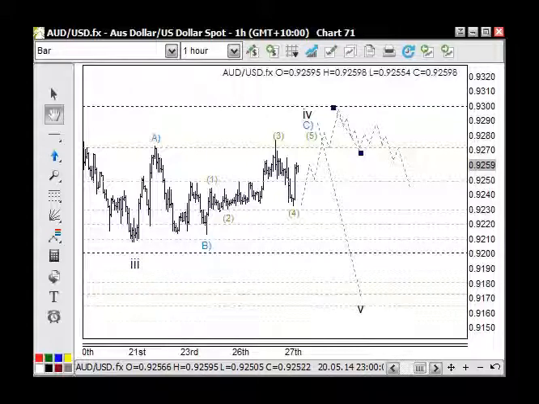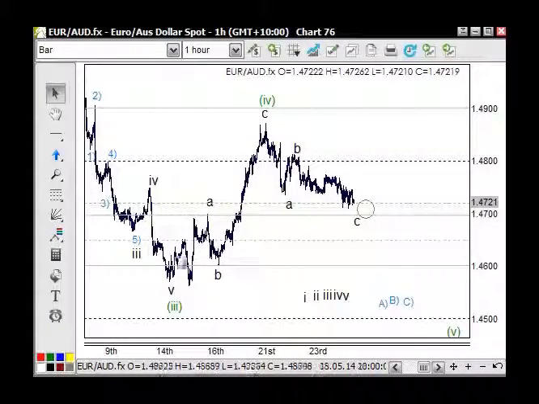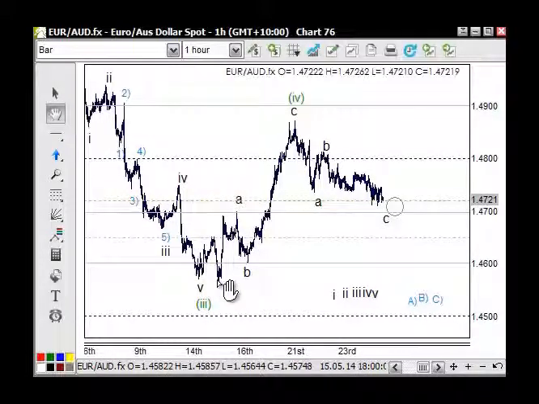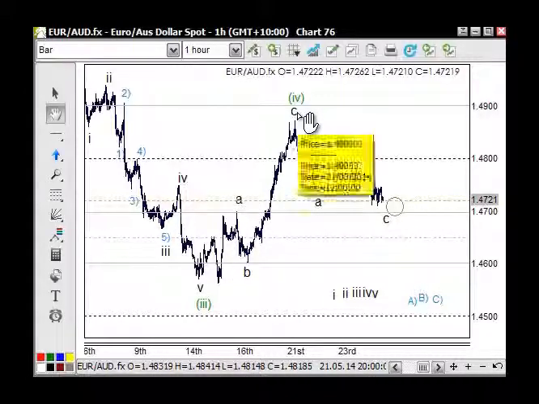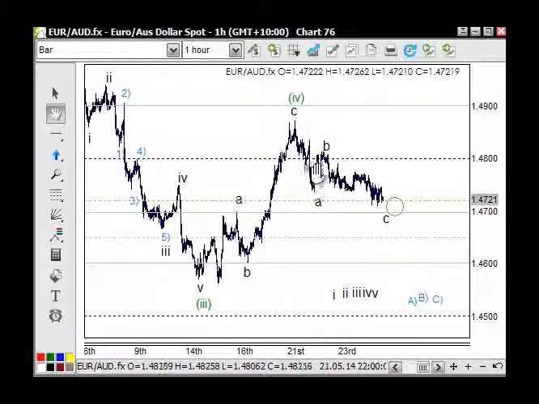Right, okay. The Euro Aussie, not much cooking here really, but I would like to point out that the move from this low here up to this high here, retesting 148 here, is in 3 waves, an A and a B and a C. It could be 1, 2, 3, A, B, C for 4, and then up for 5 here. That's possible.